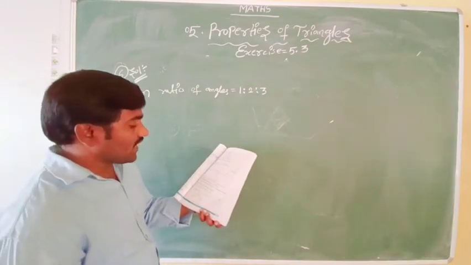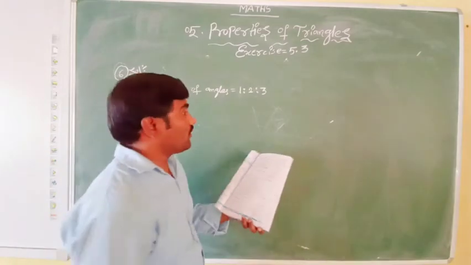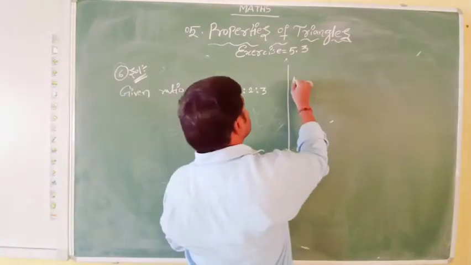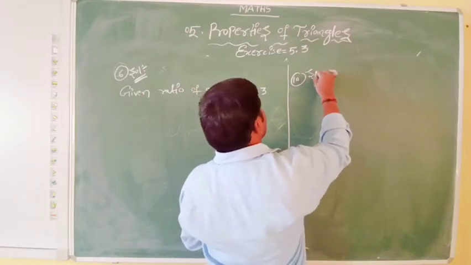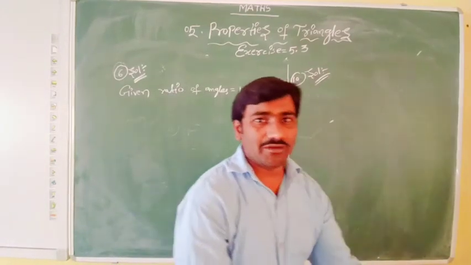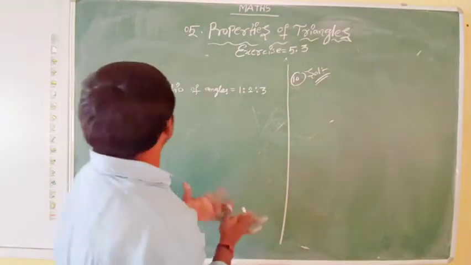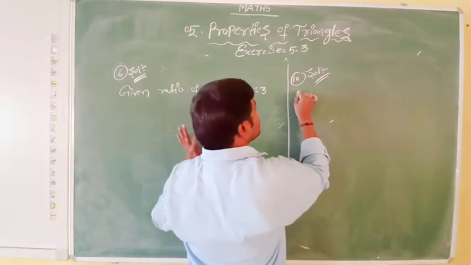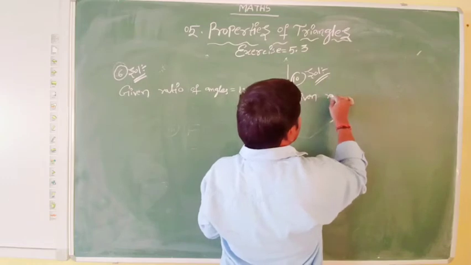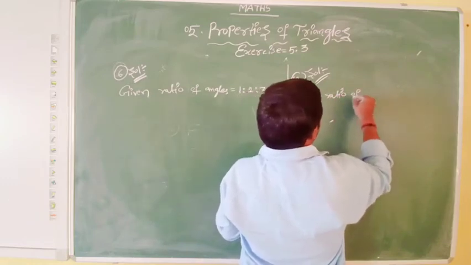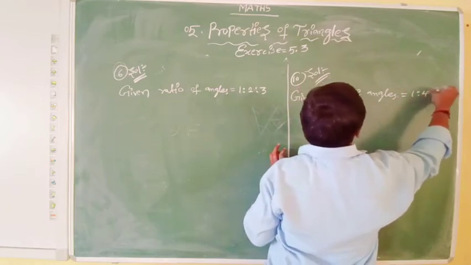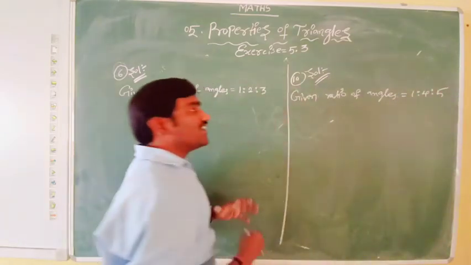Here, if the angles of the triangle are in the ratio 1:4:5, there is one more similar question. So I will do it here itself. Question number 10. I will do it one after the other, step by step, so that you can understand very well. The given ratio of angles is 1:4:5.